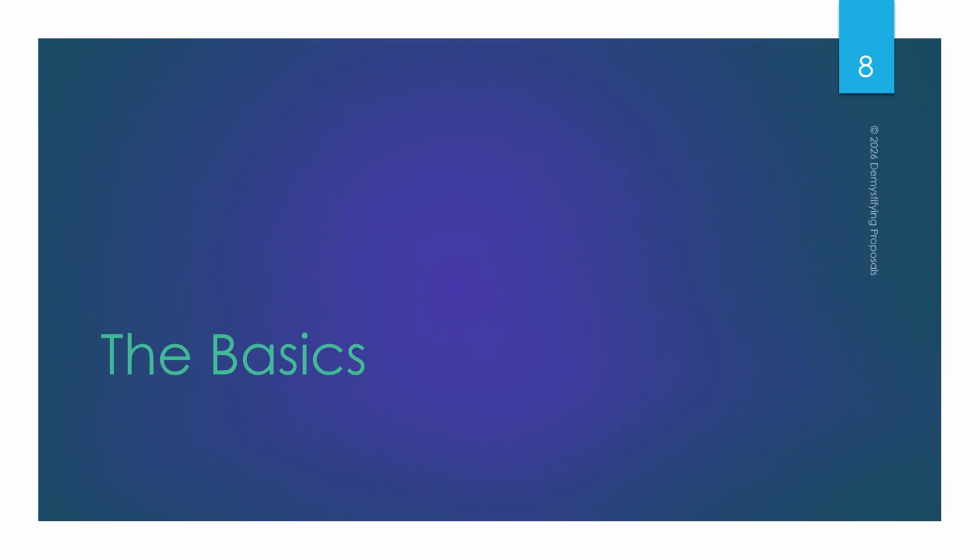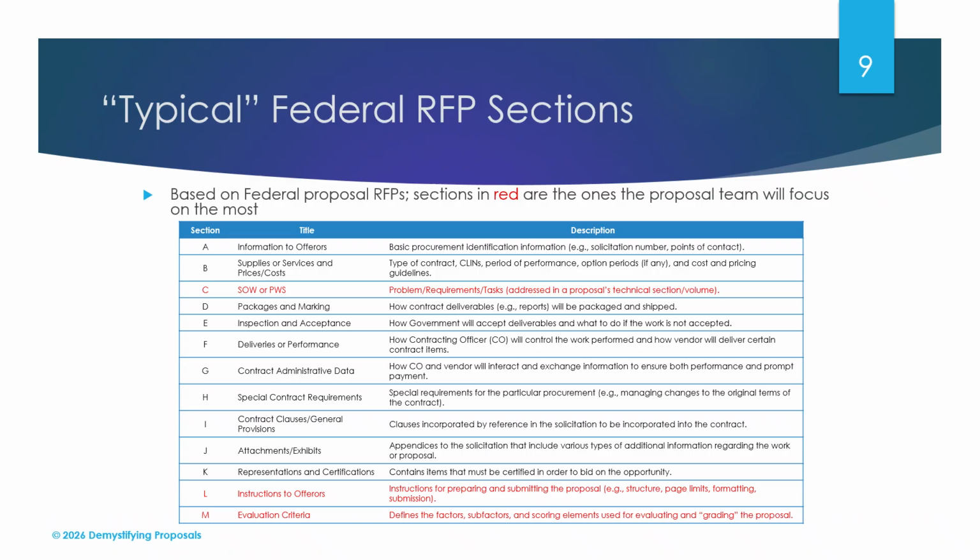In this section, we'll talk about the basics. Most federal proposals have these kinds of sections. They may or may not be numbered or lettered the same, but there should be something that's a statement of work or a PWS. We'll call that section C throughout. There's usually instructions to the offerors. We call that section L. And there's usually evaluation criteria. We call that section M.